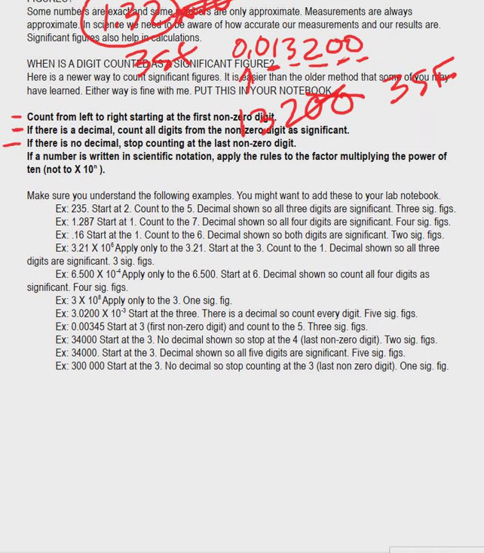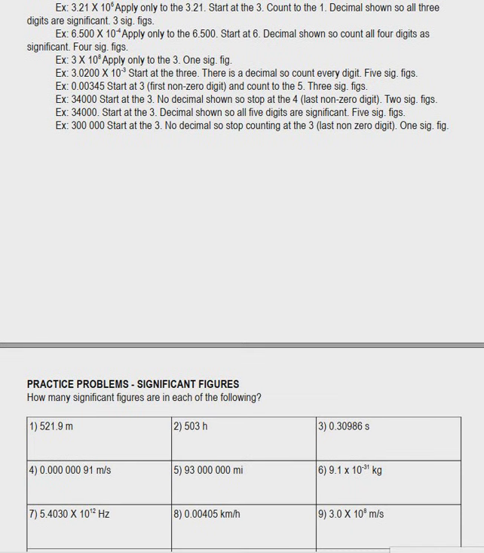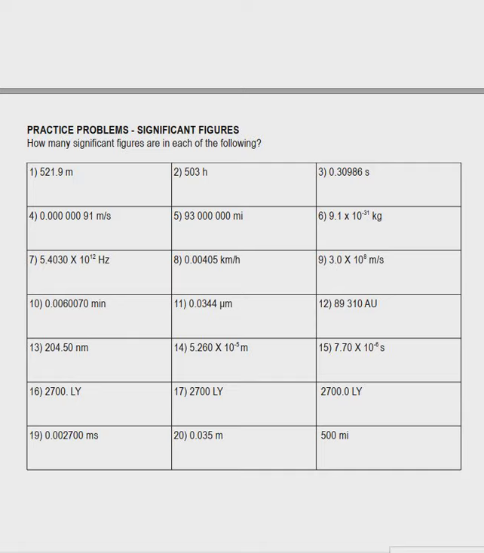Let's just do some problems. All right. So for number 1, we have 521.9. So we start counting from the first non-zero digit. We count everything in between. We stop at the last non-zero digit. There's 4 significant figures.